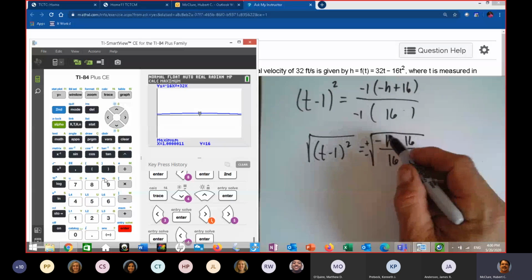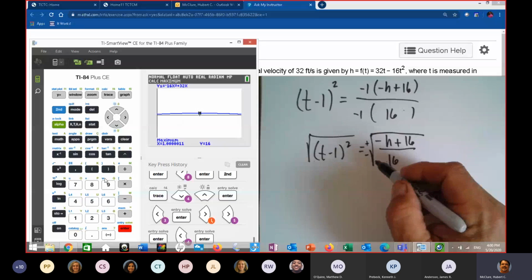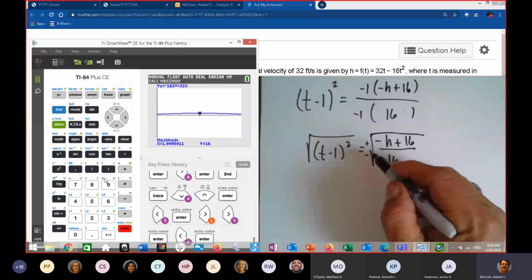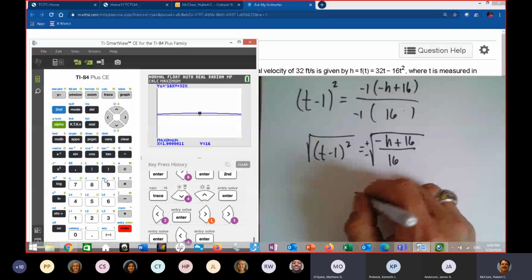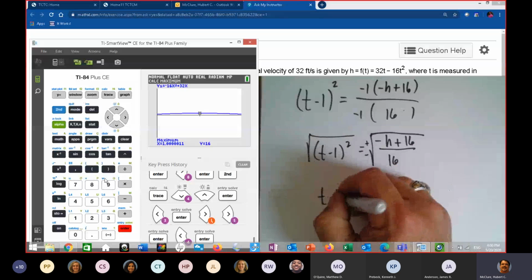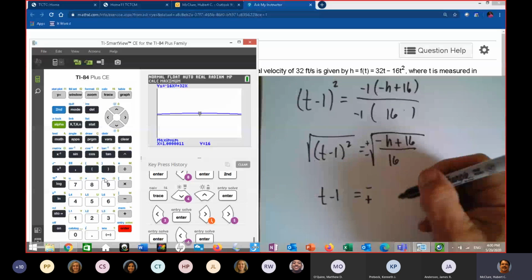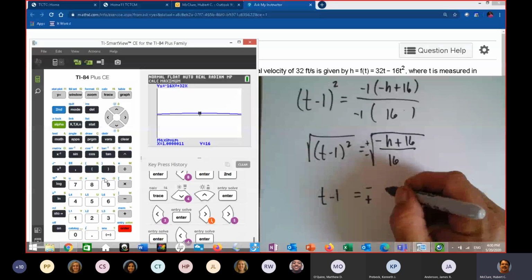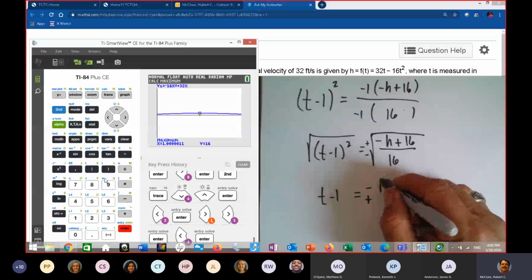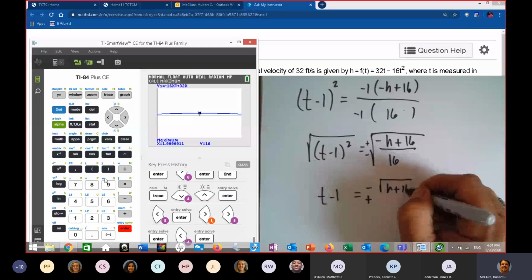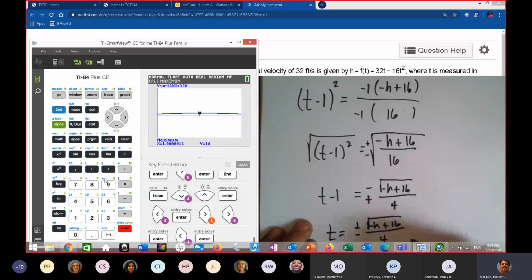So that's going to be t minus 1 is equal to negative and positive the square root of negative h plus 16 over 4. And then that's going to give you t is equal to positive or negative the square root of negative h plus 16 over 4. And then they're going to put the 1 right there because you bring it over.